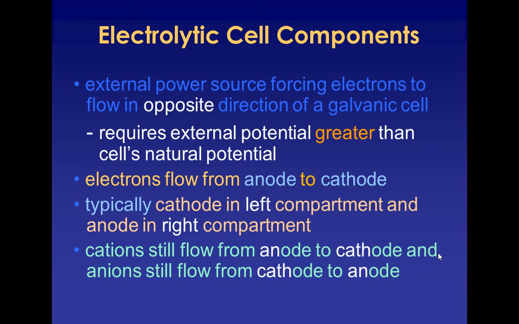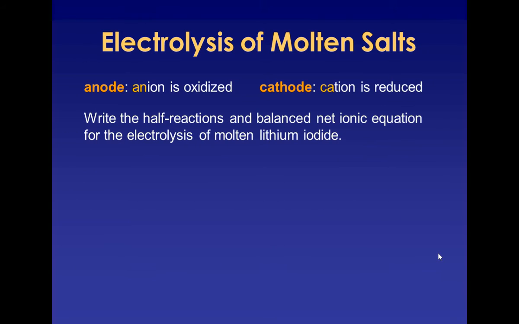The ions still need to flow to balance out the charges. Cations are still going to flow towards your cathode, and anions are still going to flow towards your anode through that salt bridge. So if all we are electrolyzing is a salt, then both the anion and cation are going to undergo the half reactions. The anode is going to be where your anion is oxidized, and your cathode is where your cation is going to be reduced.